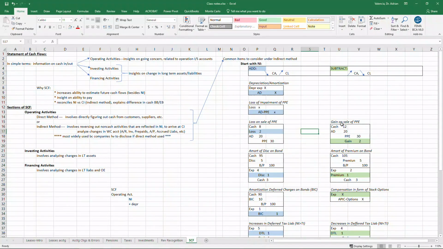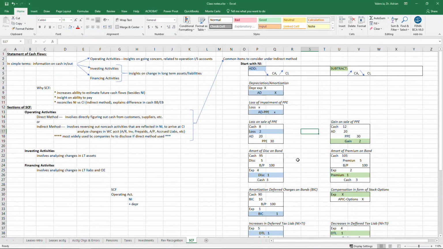And the opposite is true for a gain on the sale of property, plant, and equipment. Okay, so the gain on the sale of property, plant, and equipment would be subtracted from net income. And think about this. The cash that came in was $12. Okay, and that's correctly reflected in the cash account. But furthermore, you have included $2 to arrive at net income for which there was no cash inflow. So to go from net income to cash income, we're going to subtract out that gain of 2 from net income.